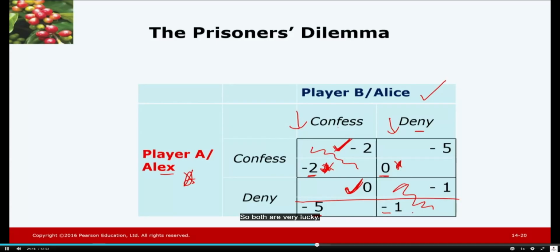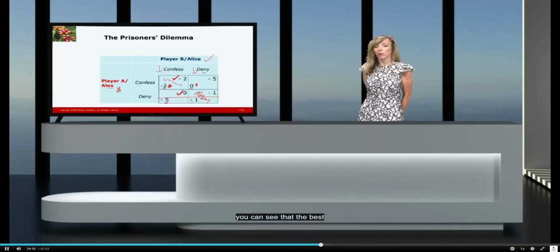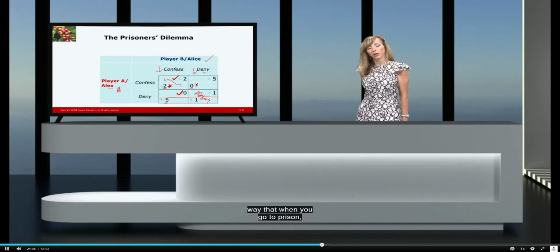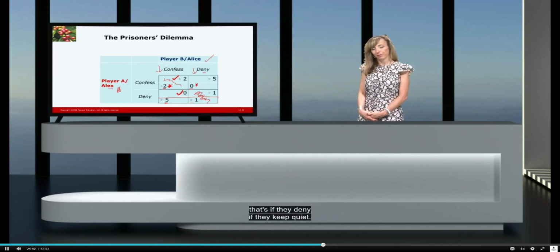However, why don't they both keep quiet and move to this quadrant here, where they get less prison time? It's because they don't trust each other. Okay. They think that if they keep quiet, the other one's going to confess and be better off. So with a lack of trust, you get this prisoner's dilemma. The fact that they could be better off moving to a different outcome, but because of a lack of trust, they never get there.